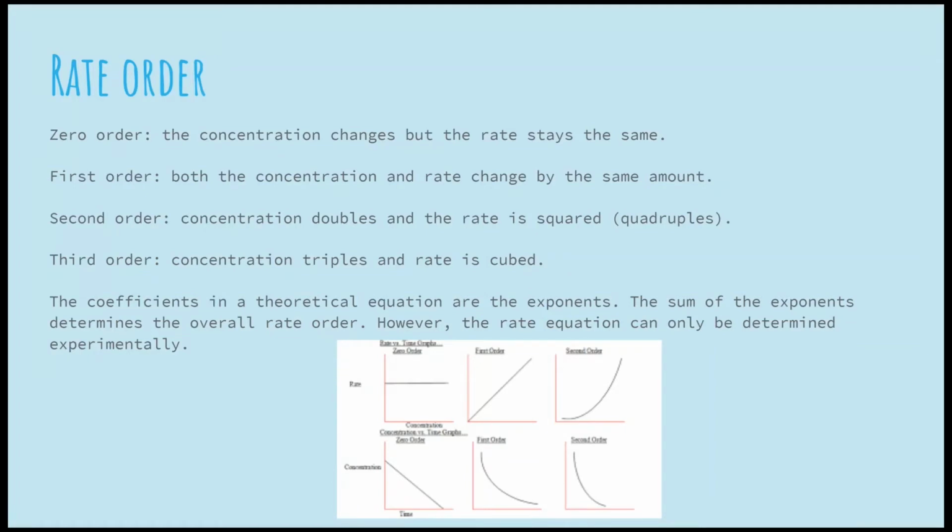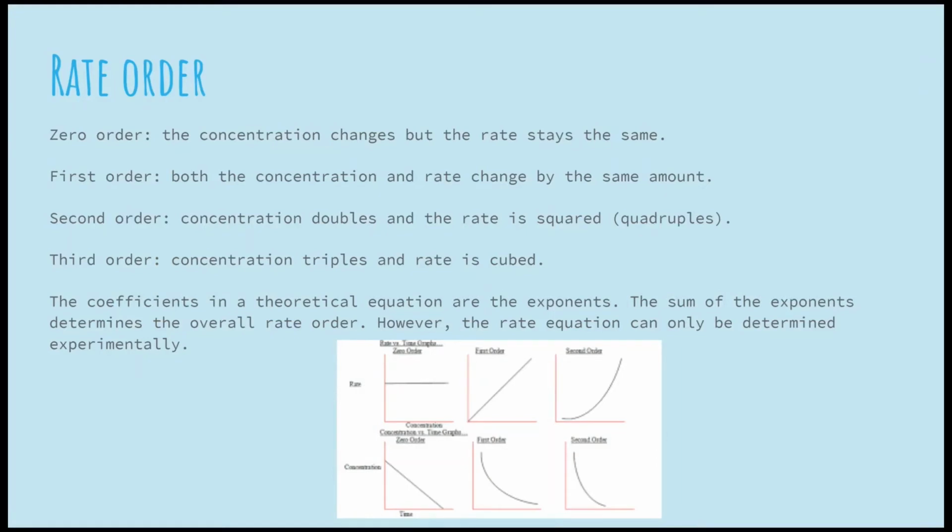So the zero order is when the concentration changes, but the rate of the equation stays the same. In other words, the exponent is zero overall. The first order is when both concentration and rate change by the same amount, as in they change by the same factor. And this also means the concentration would have an exponent of 1.